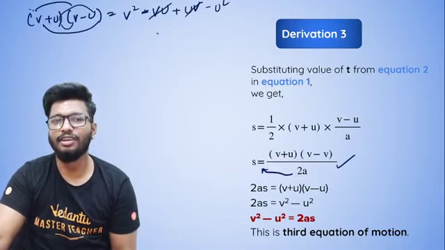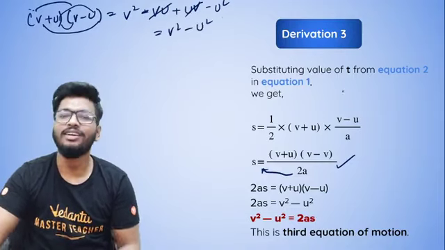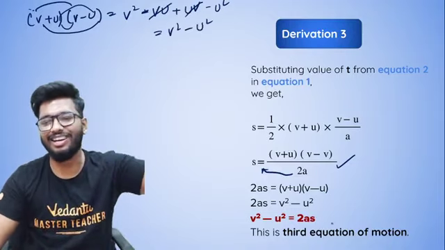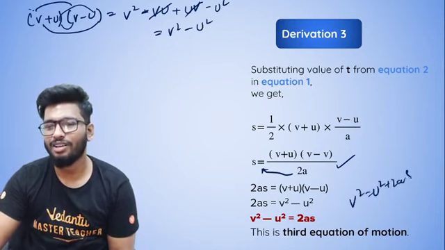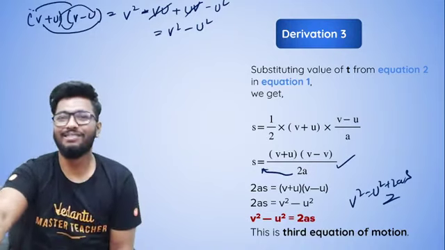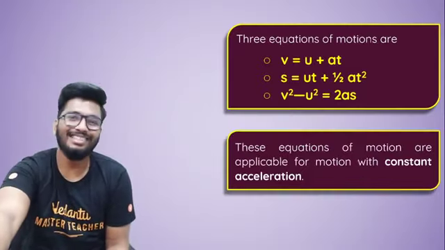So this gets cancelled. So what are you left with? V square minus U square. So put that over there, rearrange the equation, and you'll get V square minus U square is equal to 2AS, or V square is equal to U square plus 2AS. This is your third equation of motion.